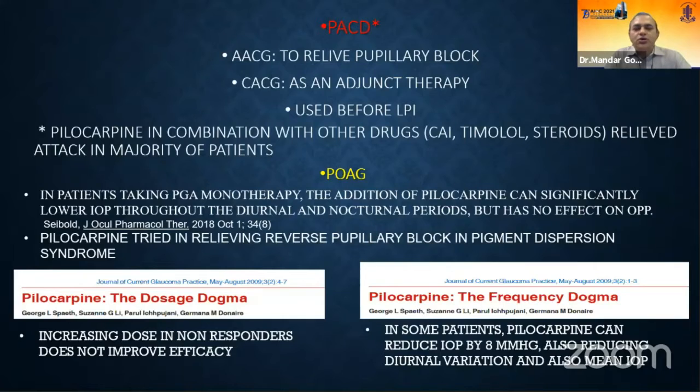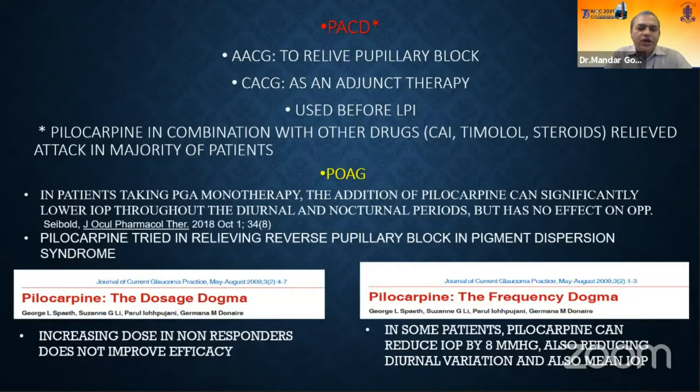So in PACD, it can be used in the acute stage to relieve the pupillary block. In the chronic stage, it can be used as an adjunct therapy. Often it is used, or in fact, it is used routinely before doing an LPI. And pilocarpine in combination with other drugs like the carbonic anhydrase inhibitors, timolol, and steroids are used to relieve the acute attacks.